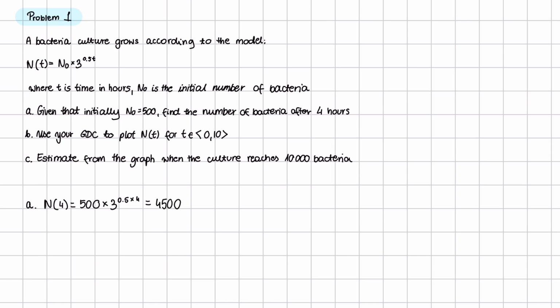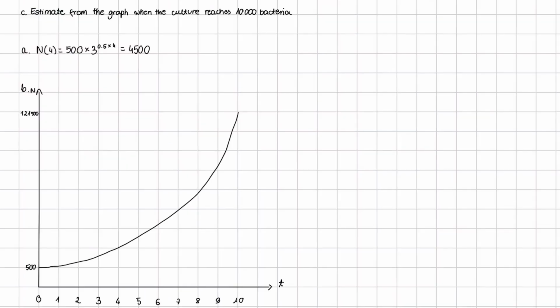4500. B. Use your GDC to plot N for t from 0 to 10. So we have to type our function with this initial 500 into our GDC and then redraw it on the paper. And this is our graph. It looks like this more or less. And you have to remember about the domain, so we're drawing this graph only from t equals 0 to t equals 10.